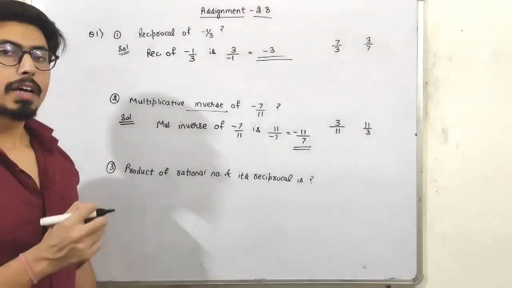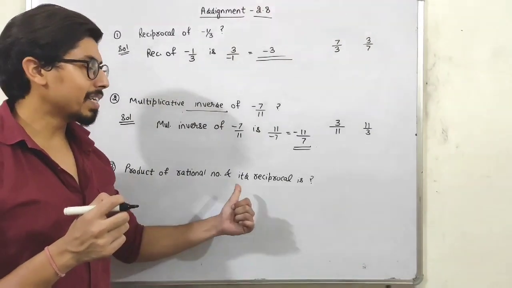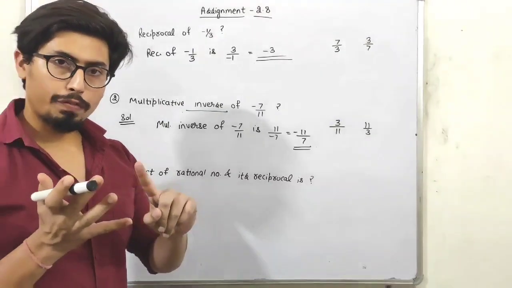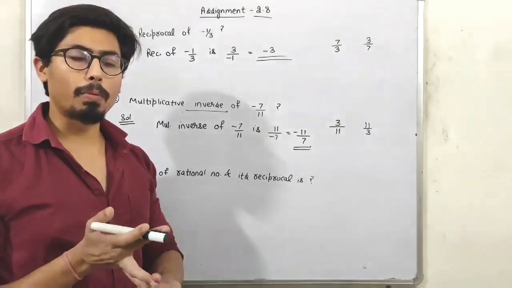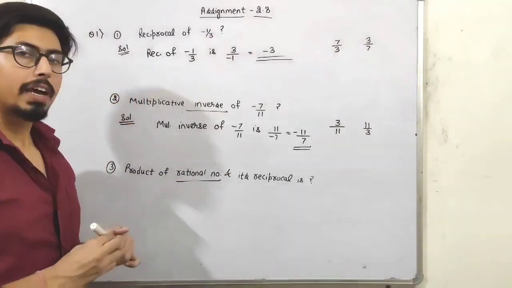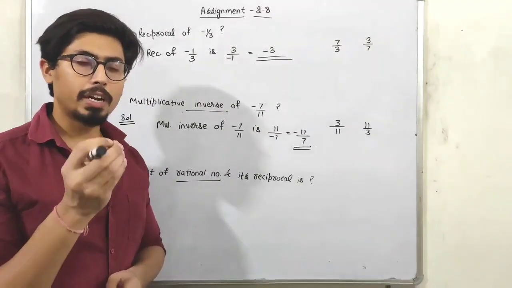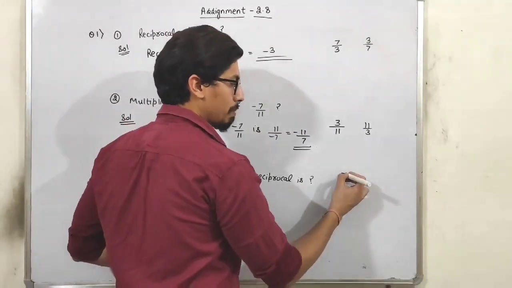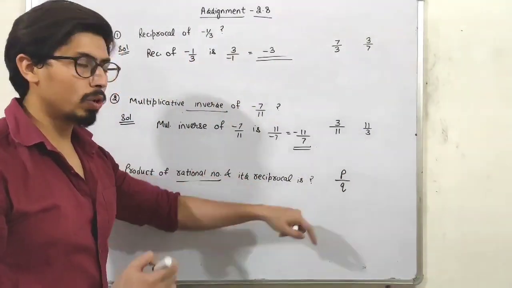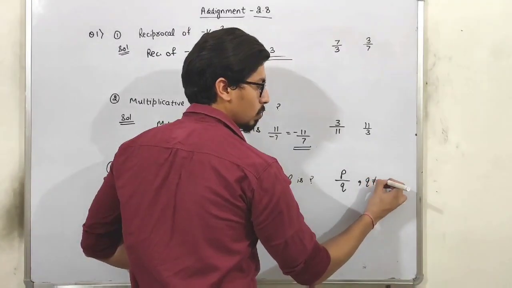Now the third part: the product of a rational number and its reciprocal. We have to find the product of the rational number with its reciprocal. Okay. See, students, we have the term rational number. As we have already discussed, rational numbers are those numbers which can be written in p by q form, where q is not equal to 0.